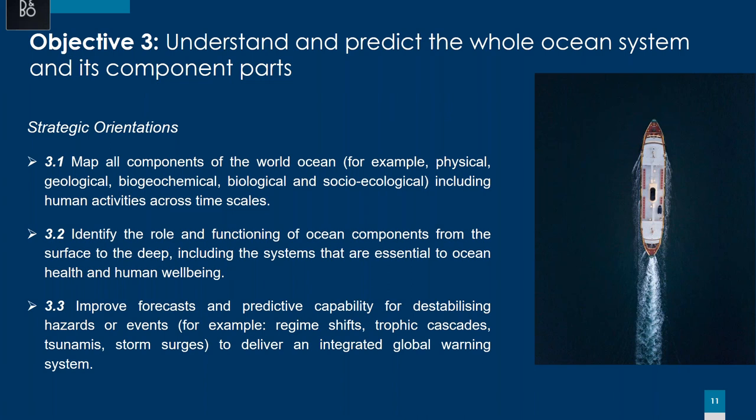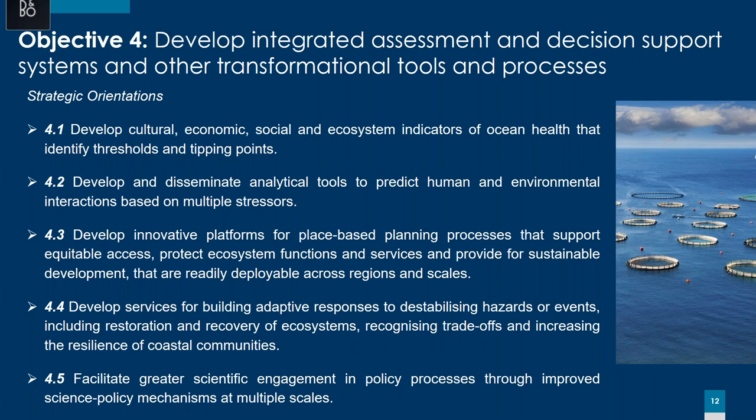The fourth and last objective in this set of the four objectives is that we use our observations, our understanding, the predictive capabilities to really develop much more integrated assessments and decision support systems that support the transformational processes and be part of our transformational tools and processes towards more sustainable human-ocean interactions. Now, there are many examples that you can imagine. So we list here five strategic orientations.